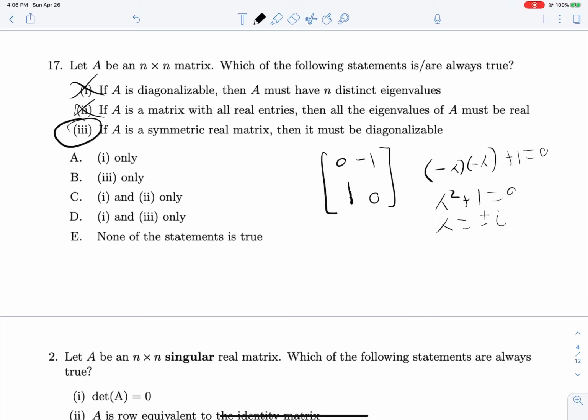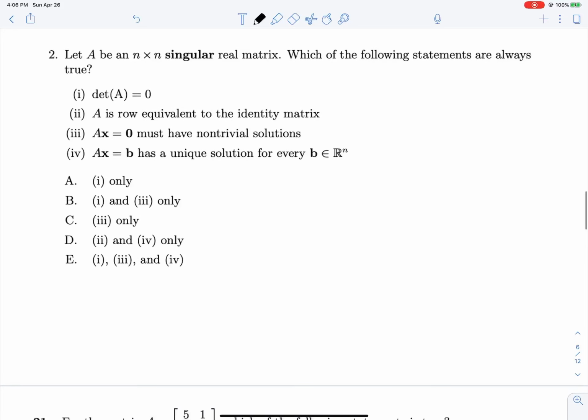Yeah, so if you're not too sure about your symmetric matrix stuff, go watch that. There are a couple of little nuances that don't come up in this question about those. So 3 only is our answer for 17.